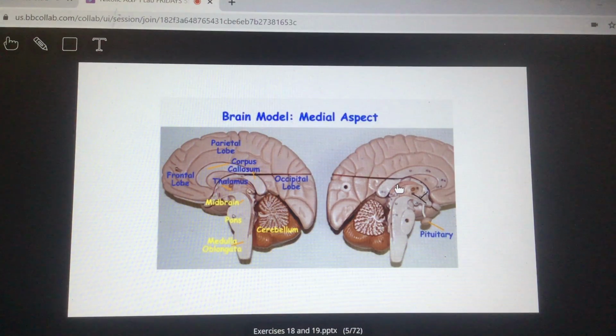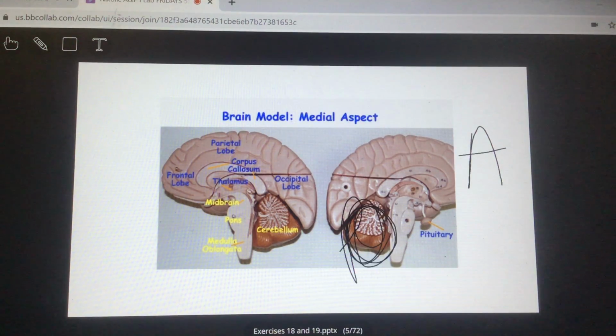Now, that's going to help you in the sheep brain as well. Find the thalamus, go anterior and slightly inferior, and you'll find the hypothalamus. So you can use these techniques in multiple ways, okay? And again, how do you know what's anterior? Well, this is posterior, and this is anterior, right? Because you've established that orientation right off the bat.